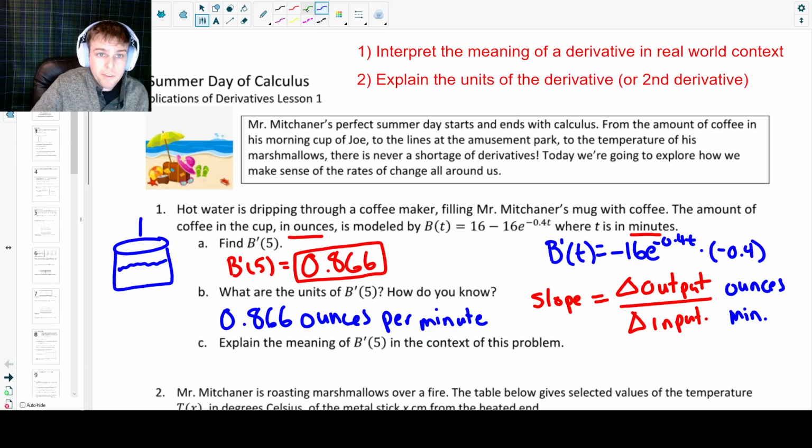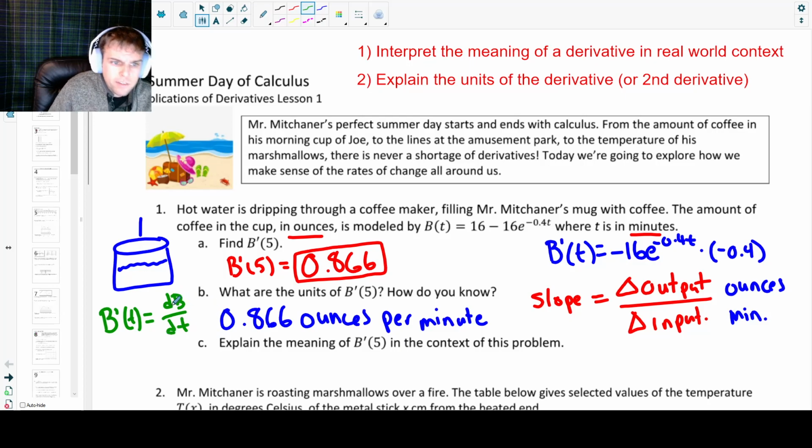Another way of figuring this out is to remember that b prime of t, another way that we sometimes write derivatives, is db dt. So dB, the change in B, the change in our output, which is the amount of coffee in the cup, divided by dt, the change in time, which is in minutes, so ounces per minute.